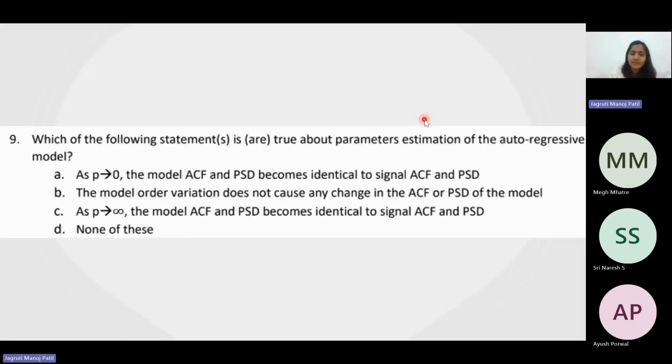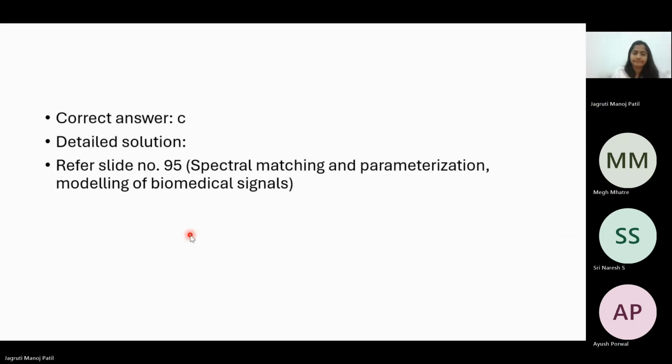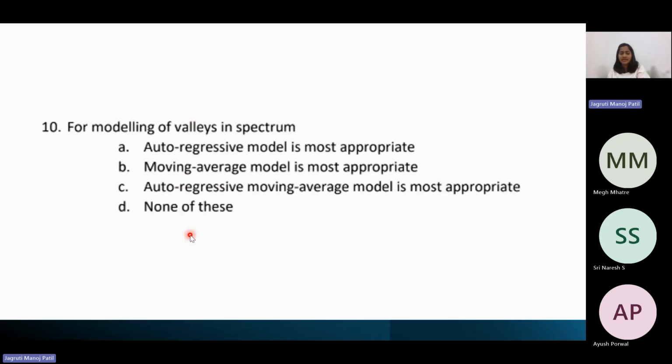Then, the following statements are true about the parameter estimation of the autoregressive model. As it tends to 0, the model's autocorrelation and PSD become identical to this. As it tends to infinity, they become identical to them. The order variation does not cause a change, or none of this. Option C. As it tends to infinity, it becomes identical to the signal. Yes. So, okay, last one.